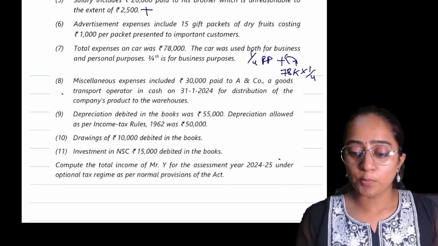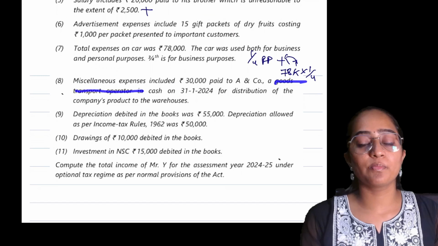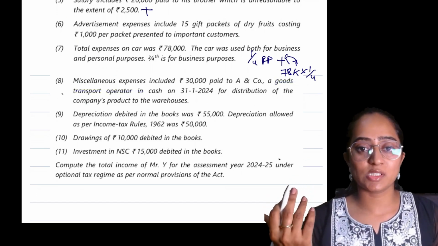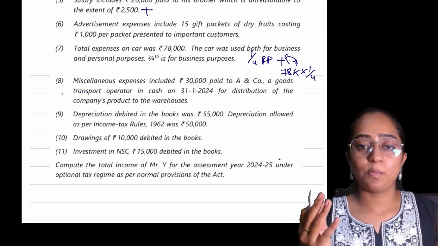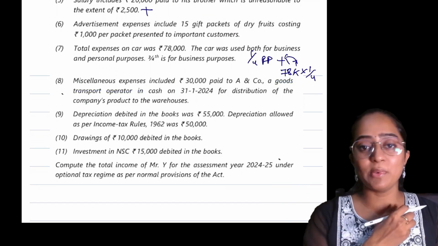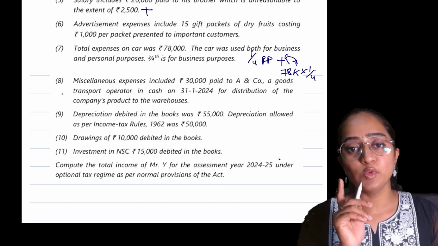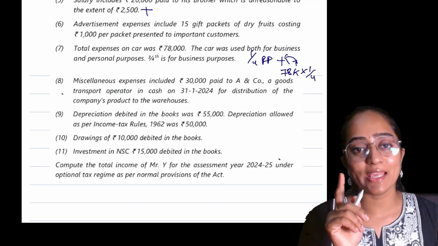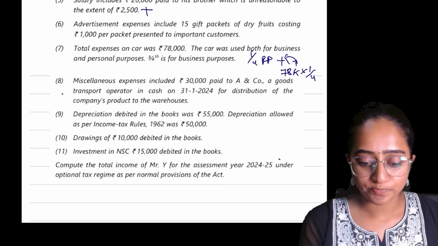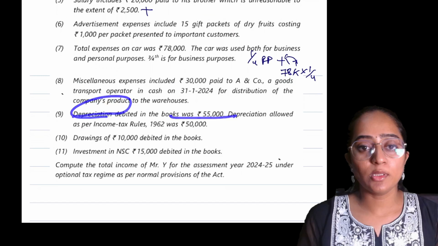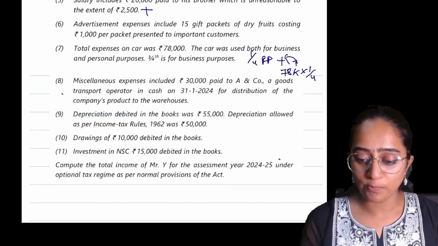Absolutely yes. Suppose in place of this, it is some printing and stationery expenses which is paid, or some salary amount which is being paid, that is 30,000. Then it would have been disallowed. 35,000 is the limit for the goods transport agency in case of 40A(3). Clear? Great.